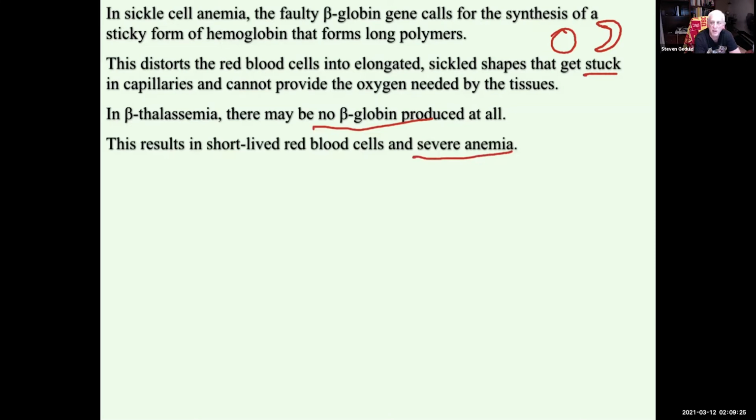Now, a red blood cell normally lives, who took my anatomy class? Who remembers? How long does a red blood cell live?